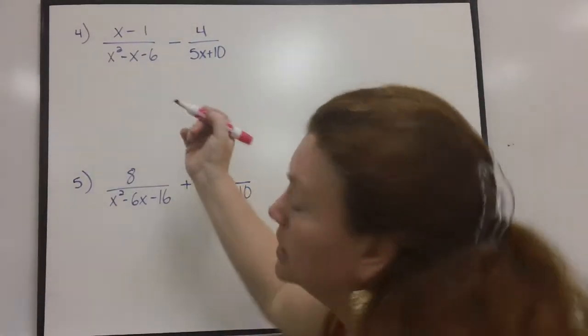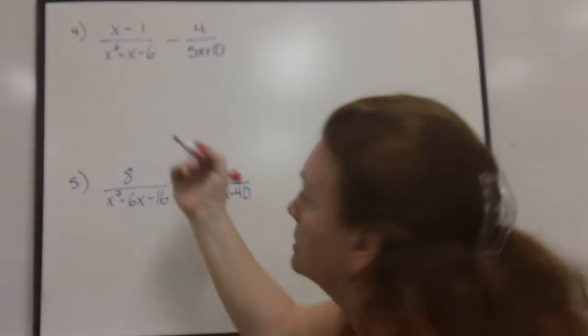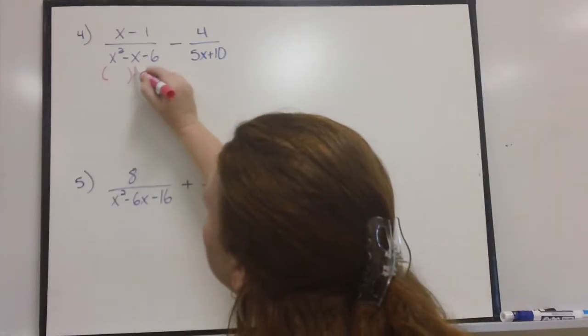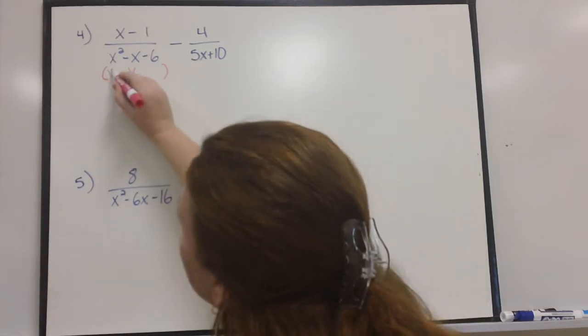All right, x squared minus x minus 6. I'm going to go to 2 parentheses. X squared is x times x.